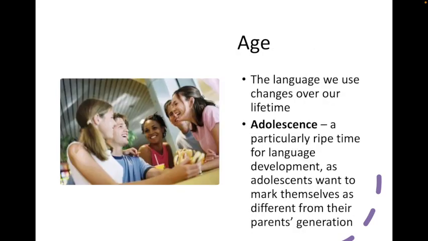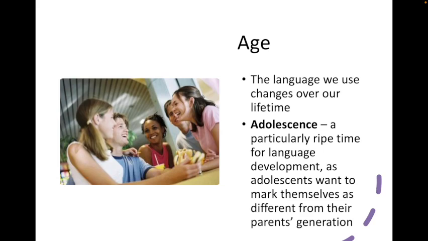Also, we have age. The language you use changes over our lifetime. I've also mentioned this a while ago. So our age also has an influence on our language. As we grow up, our language changes, and also when our generation changes, our language also differs.